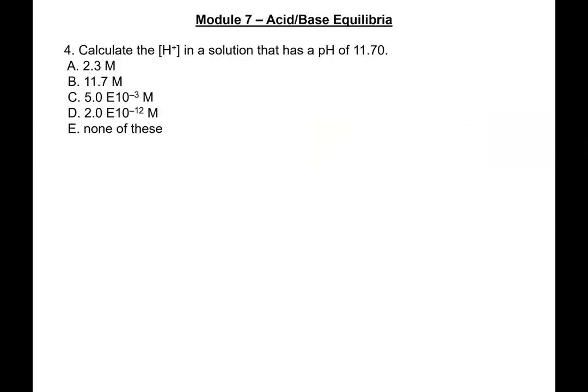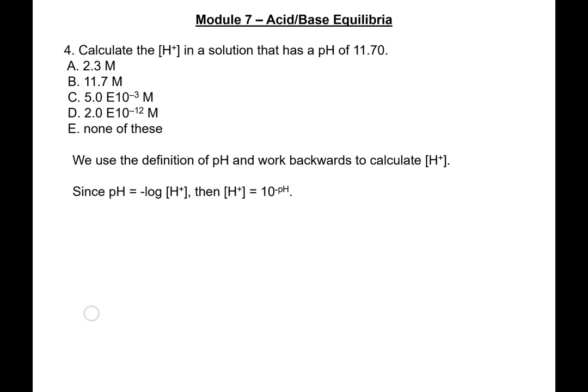Moving to number 4, we want to calculate the hydronium ion concentration in a solution that has a pH of 11.7. This is just using the definition of pH, and we work the problem backwards. We want to find the value of H+. We know our equation for pH is the negative logarithm of the molarity of the H+. So if we rearrange this with a little bit of algebra, the H+ concentration is just 10 raised to the negative pH. This makes the problem pretty easy, and we get 2 times 10 to the minus 12.